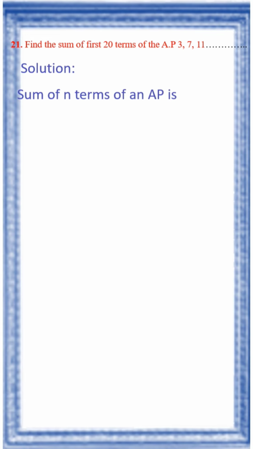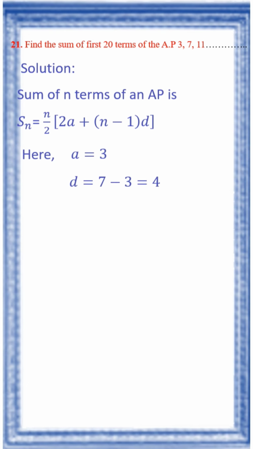Now, sum of n terms of the AP formula. It is necessary to write the formula. Important step. Sn is equal to n by 2 into 2a plus n minus 1 into d. Here we can find a. What is a here? 3. d is 7 minus 3, that is 4. n is 20. They have given here sum of 20 terms.